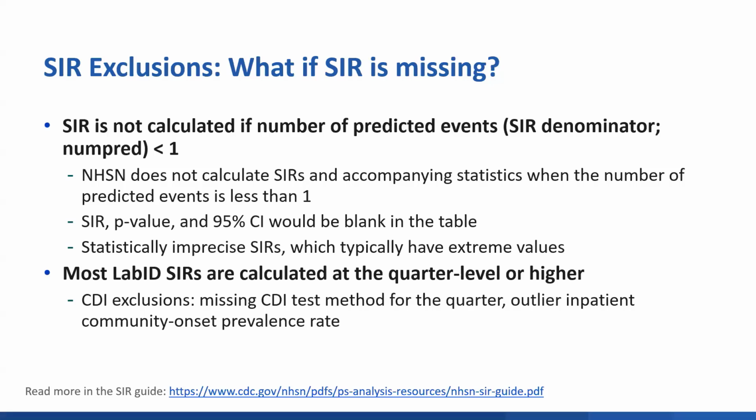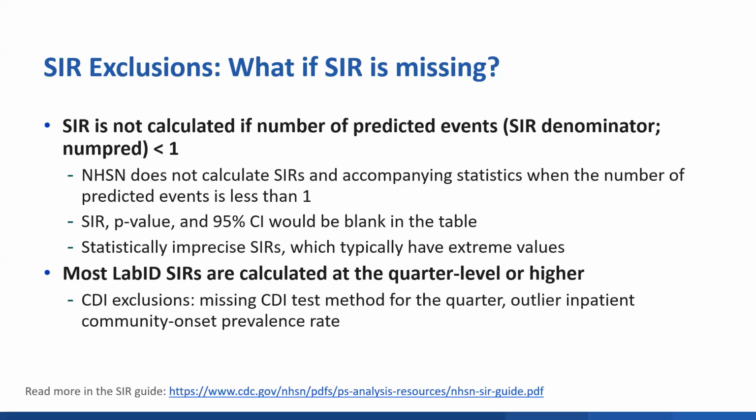Additionally, for LabID, most SIRs are calculated at the quarter level. So if you're trying to run a SIR report for less than a quarter, that might be a reason why the SIR column is either missing or the quarter is missing from table 1 of the SIR report.